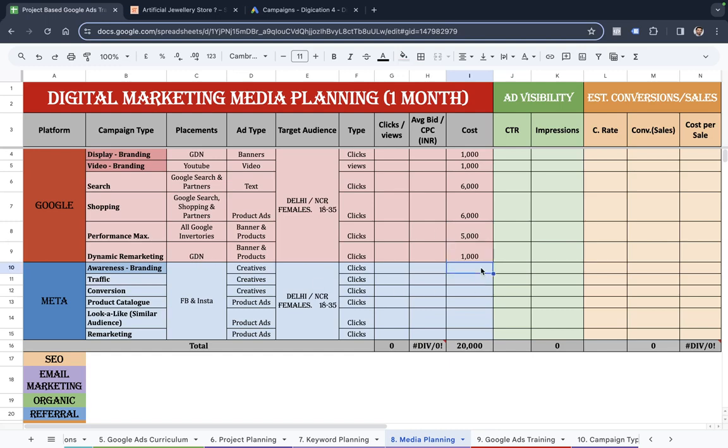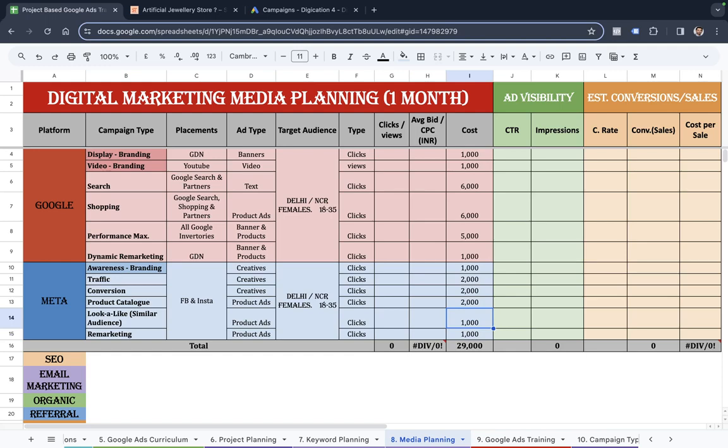So for awareness and branding, we go with 1,000 rupees. For traffic, we go with somewhere around 2,000 rupees. For conversion, product catalog, and lookalike campaign, we go with similar amounts. In fact, for lookalike, it should be lesser than 2,000 rupees, because lookalike is going to show the ads to people who are similar to the remarketing list, who are similar to the people who are coming on the website through Facebook ads.